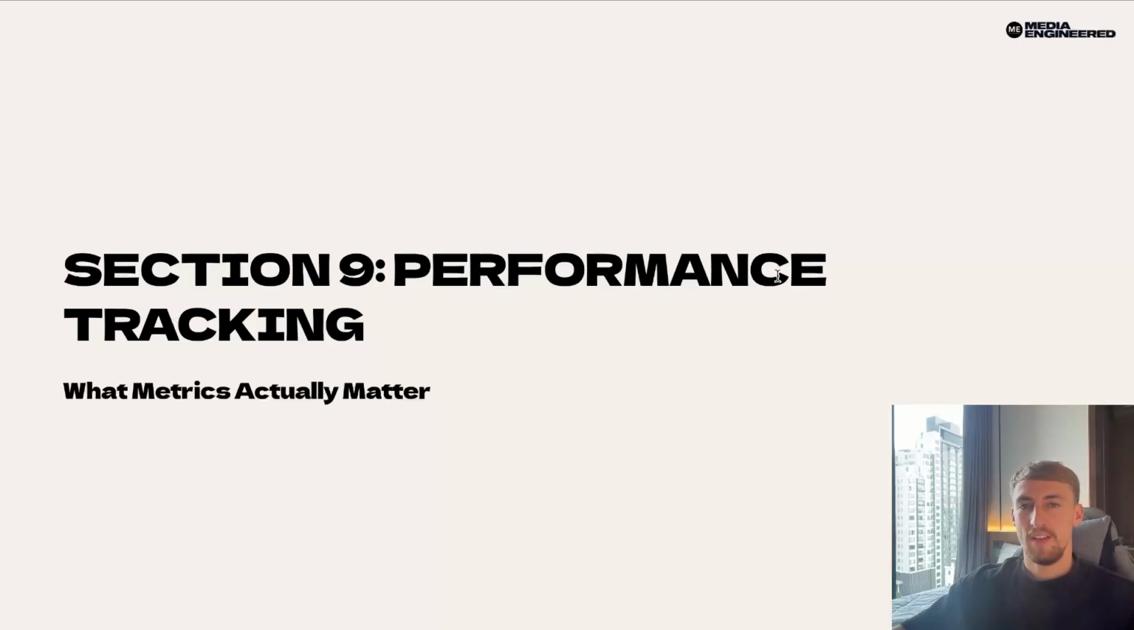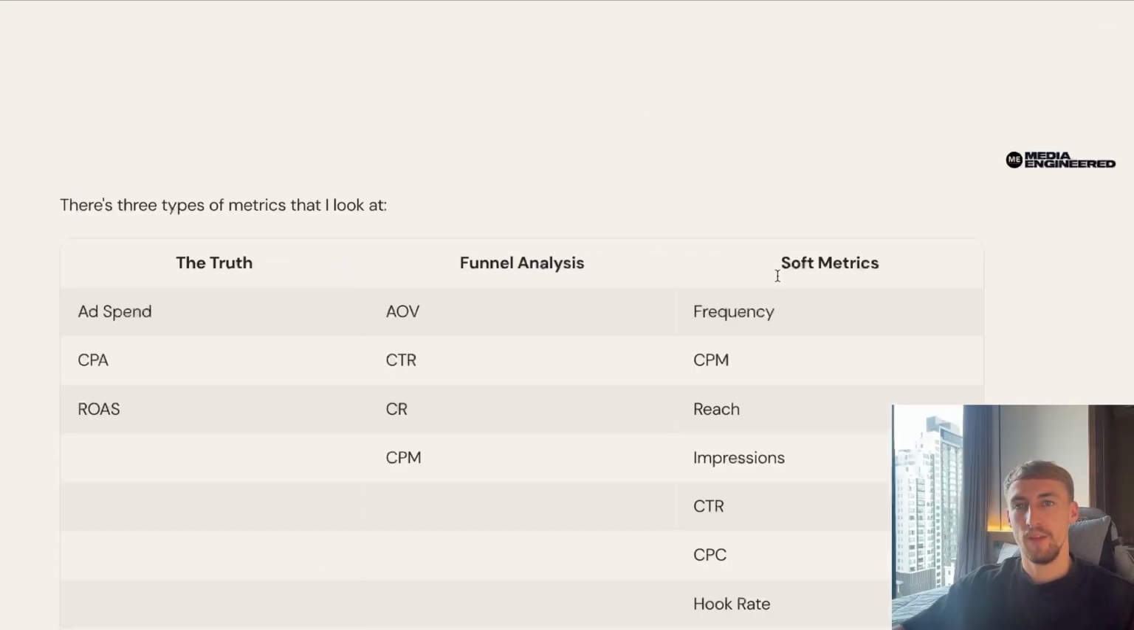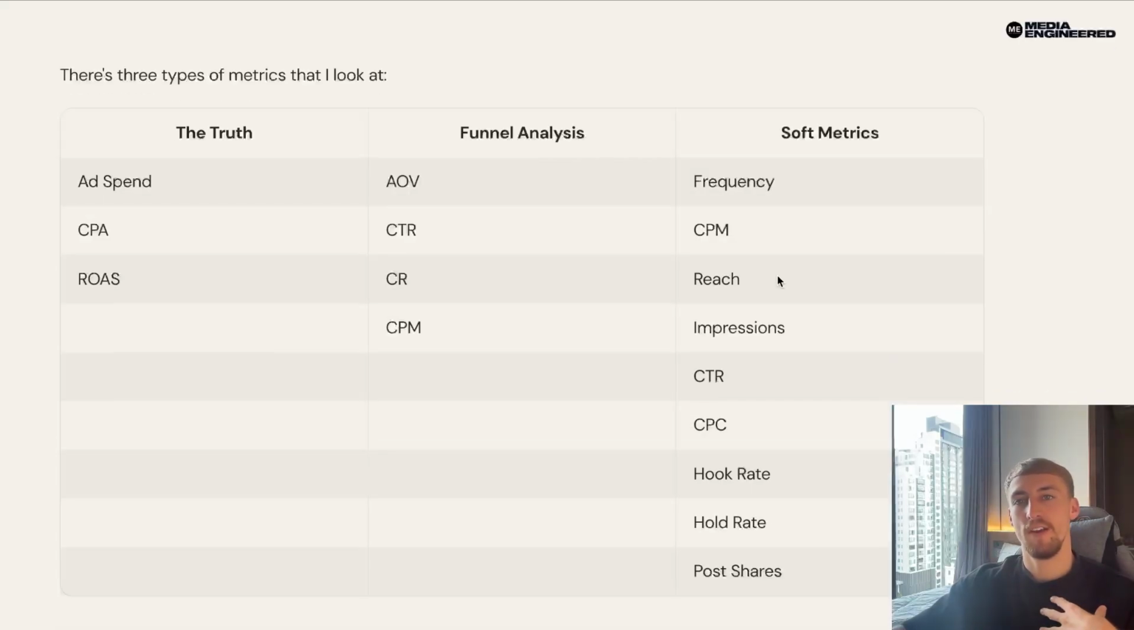In the next section, I'll show you the exact metrics we look at inside $2 million a month ad accounts and how we diagnose winning creative. Section 9 is performance tracking, so what metrics actually matter. So this is from the point of view as a creative agency. So there's 3 types of metrics that I look at.